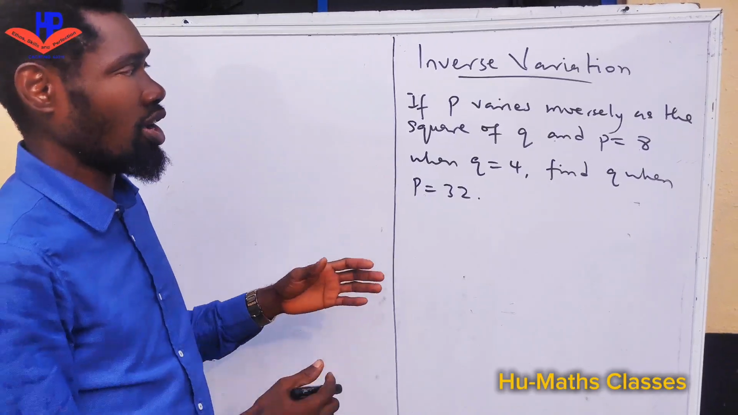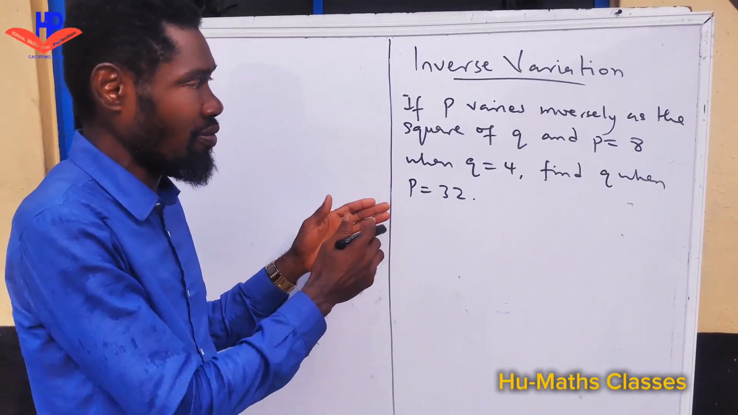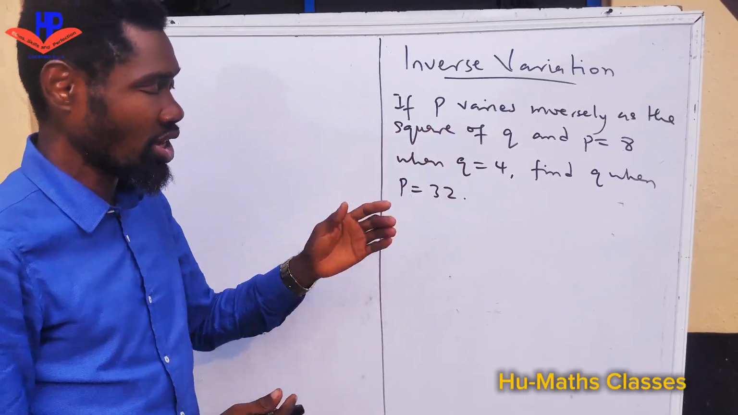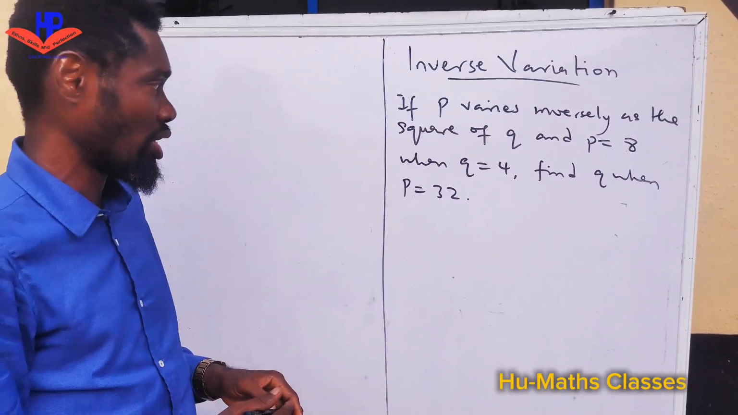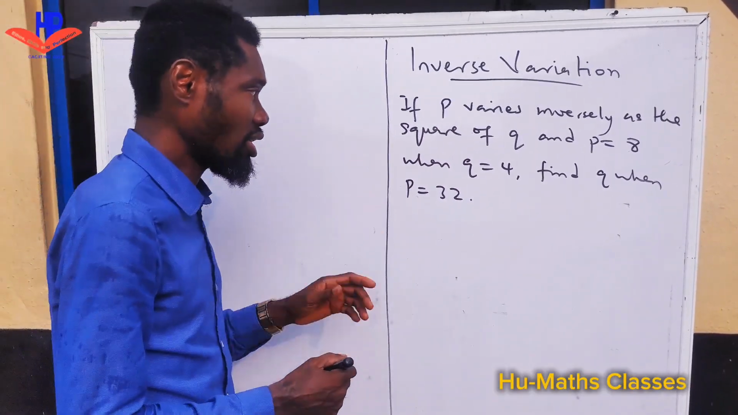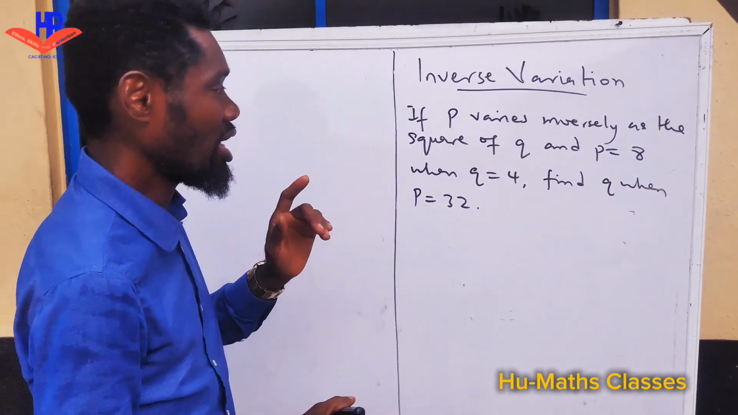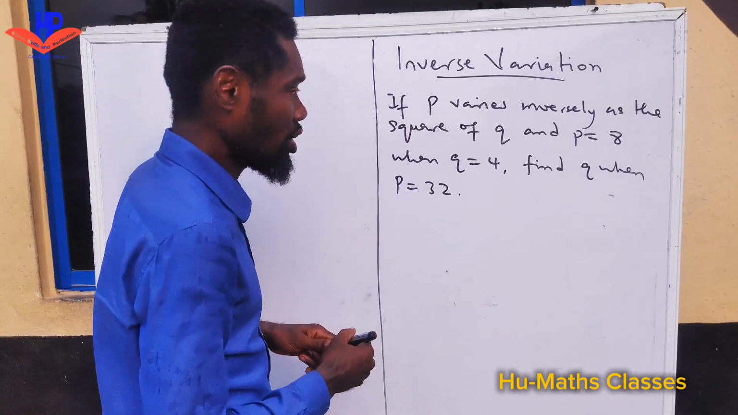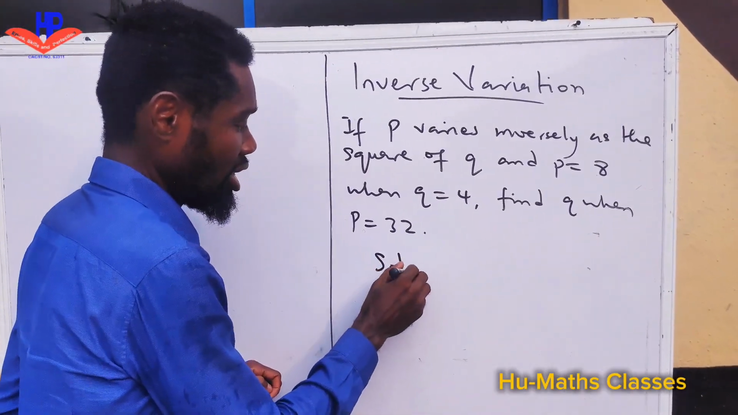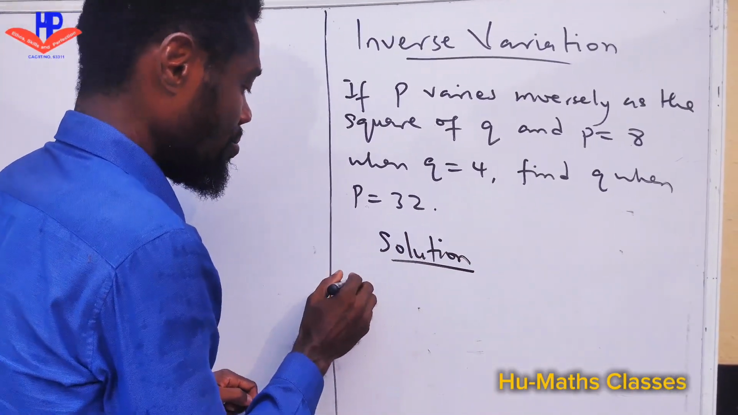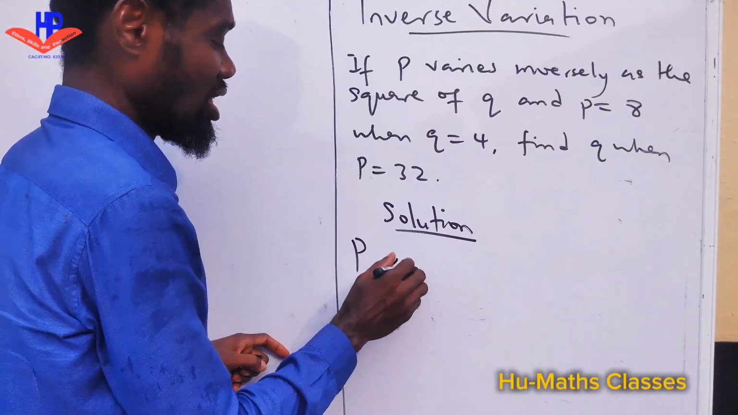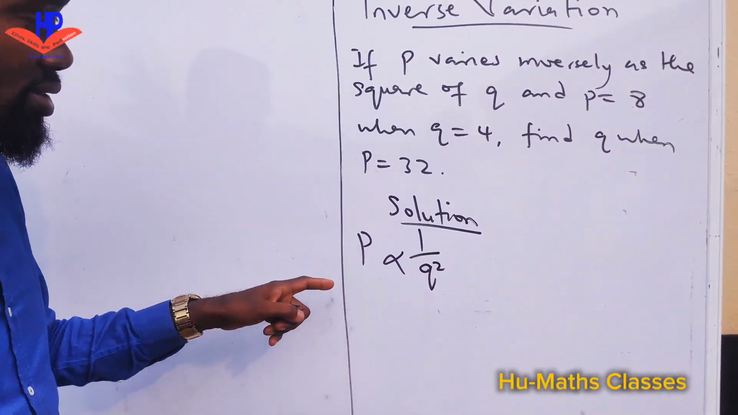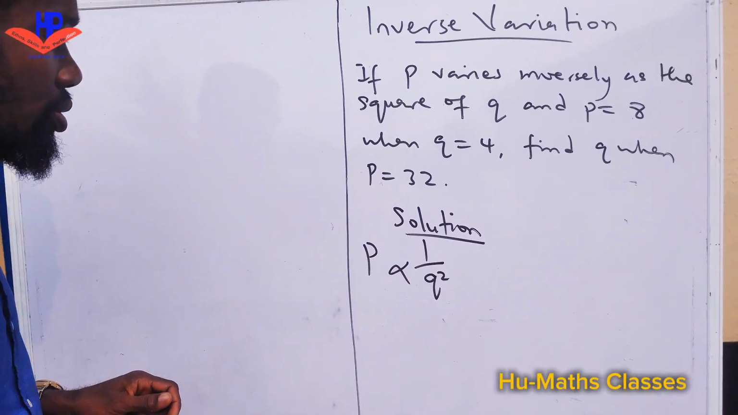In fact, if you've not dealt with inverse variation before, you get confused because of the way the question is being asked in this particular problem. So let us state the formula first, or get the formula written properly. P varies inversely as the square of Q. That is it. Q will need to be raised to power 2.